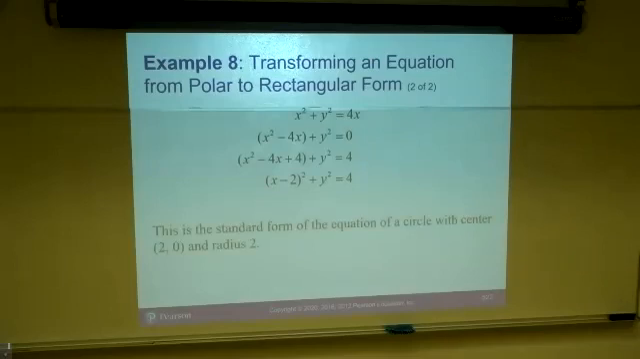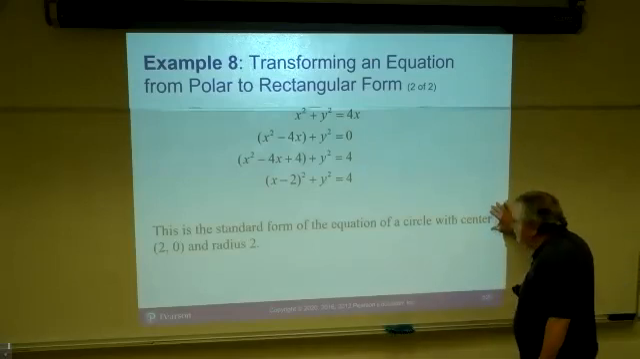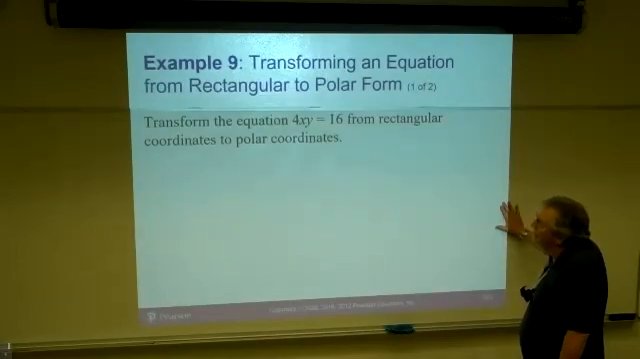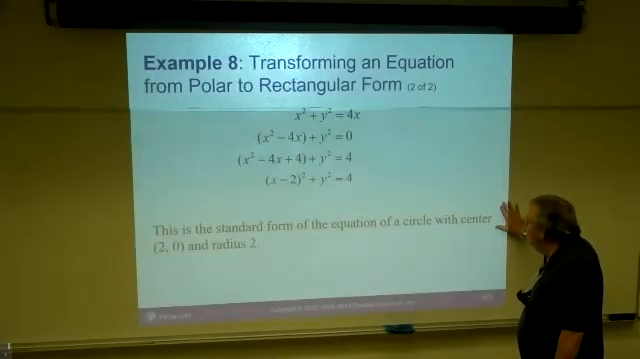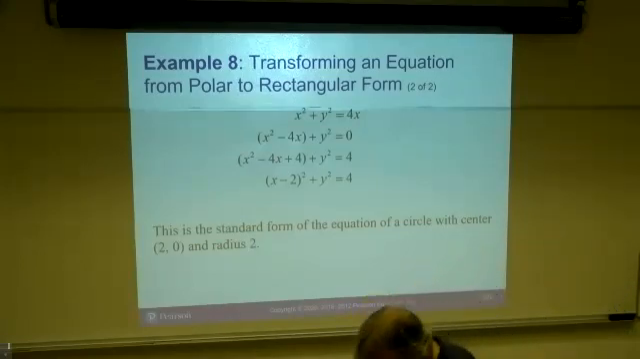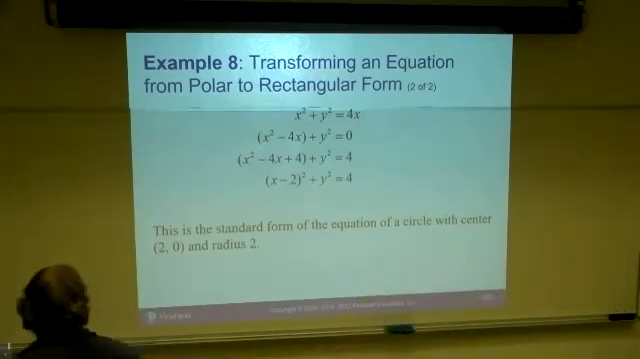Okay, this is the standard form of the equation of a circle with center (0, 2) and a radius of 2. And then they didn't show it, they didn't graph it. Those Bohemians. Okay.